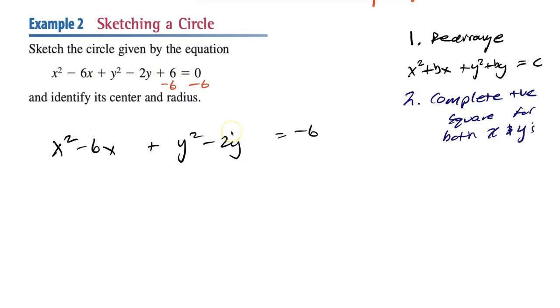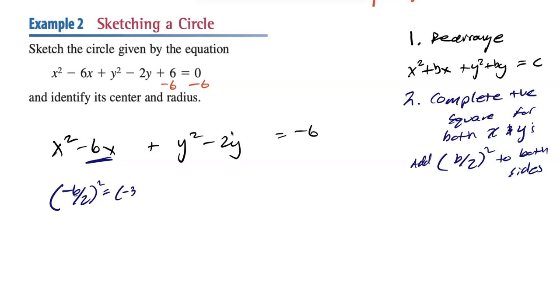So remember how to complete the square? You're going to add b over 2 squared to both sides. So here, -6, that's my b. So -6 divided by 2 squared is -3 squared, which is 9. So we're going to add 9 here. We'll also add 9 here. We're going to do the same thing for the y's. So here's my b for my y. -2 divided by 2 squared is -1 squared, which is 1. So we'll add 1 here and add 1 here. Like that.